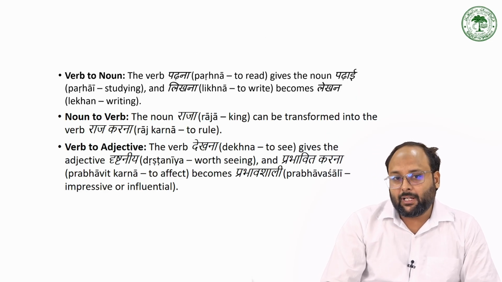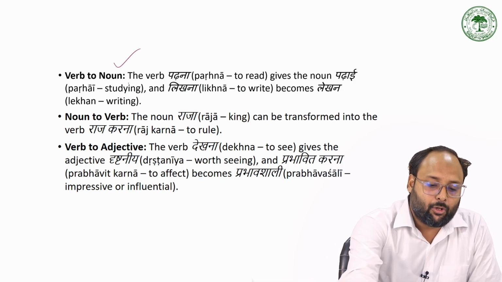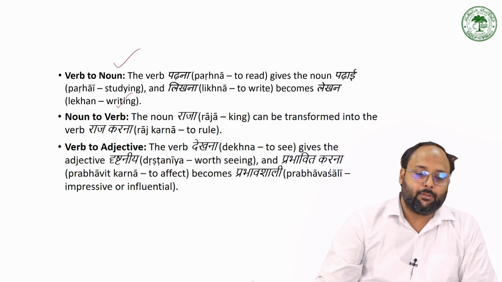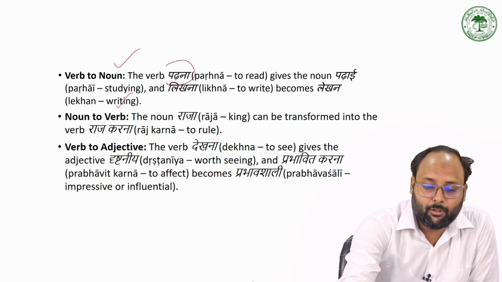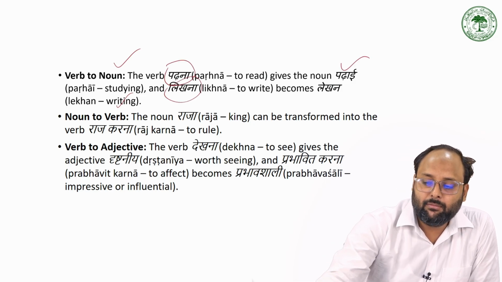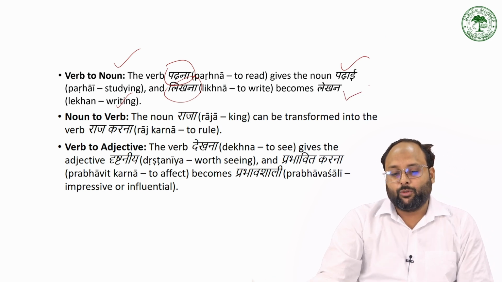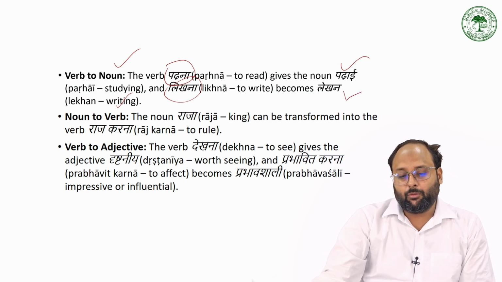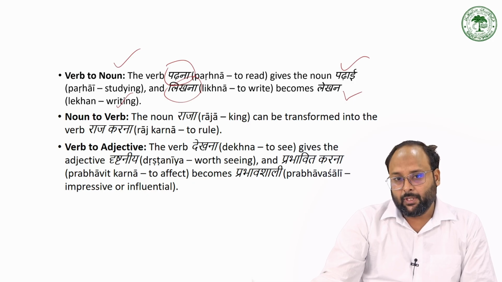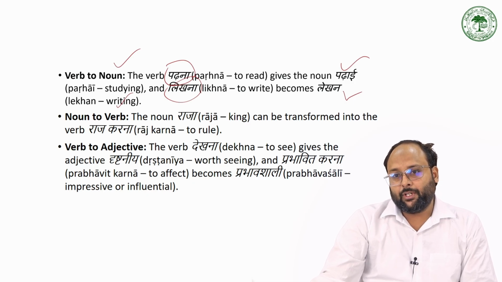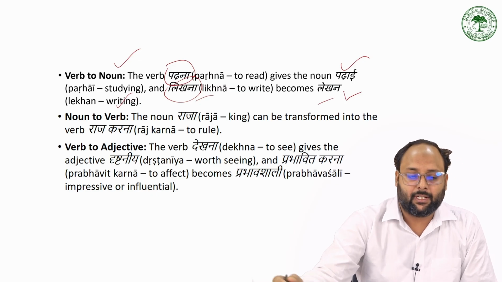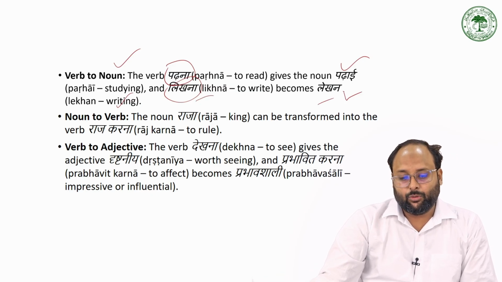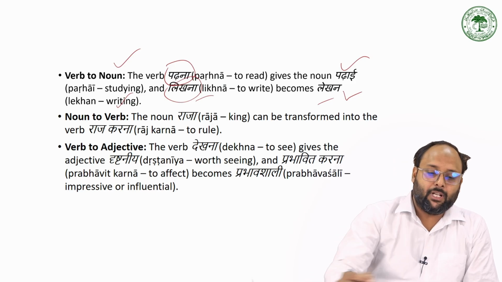And there are other examples of derivation from verb to noun, from noun to verb, and from verb to adjective. From verb to noun, we have examples like padhna becoming padhai and likhna becoming lekhan. So padhna is the verb and it changes into the noun padhai, and likhna is the verb and it changes into lekhan, or writing.